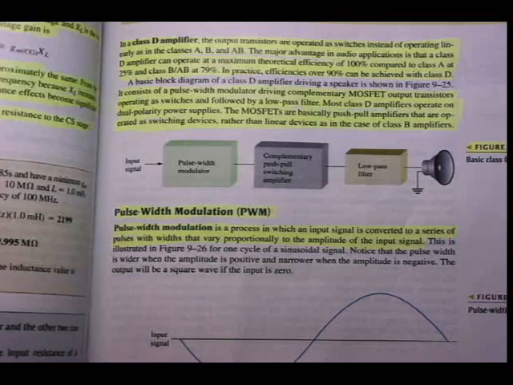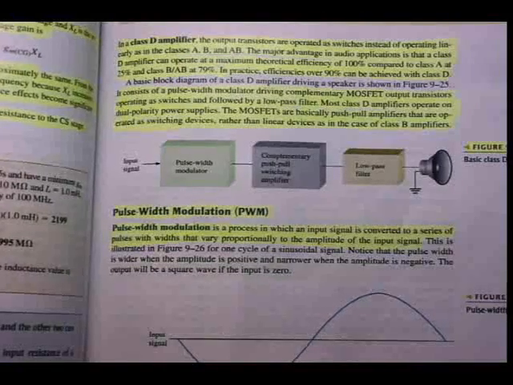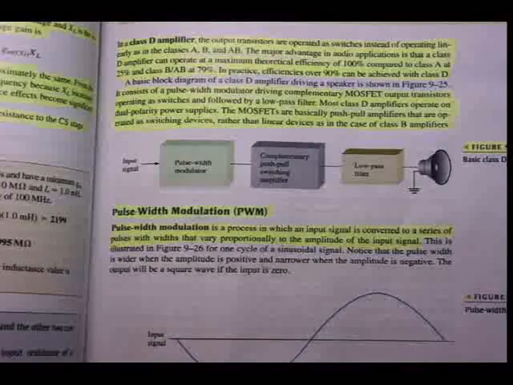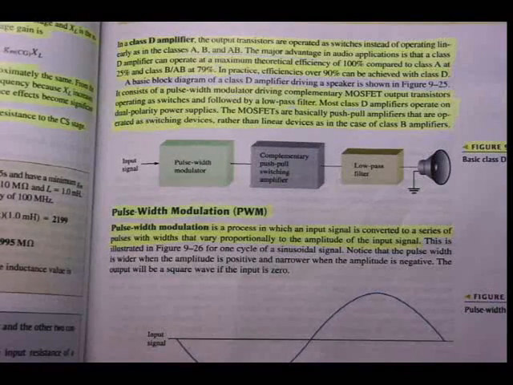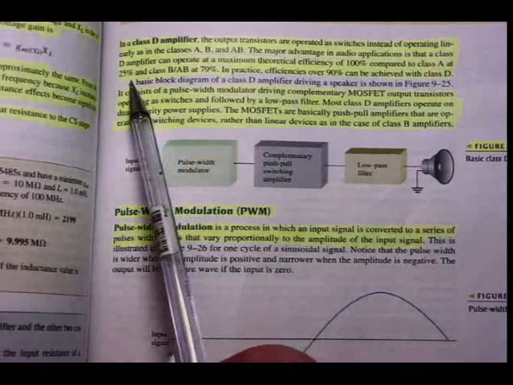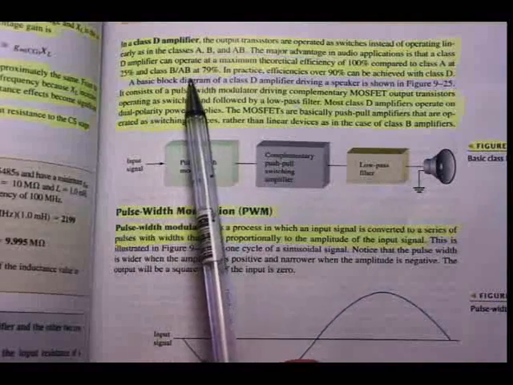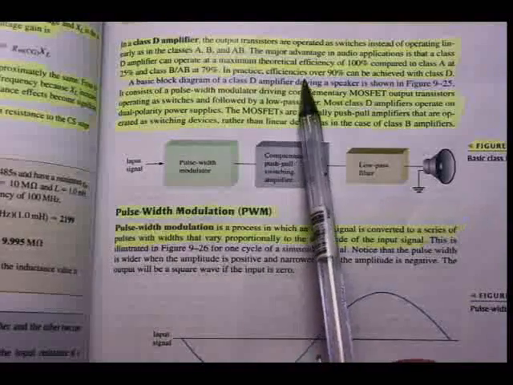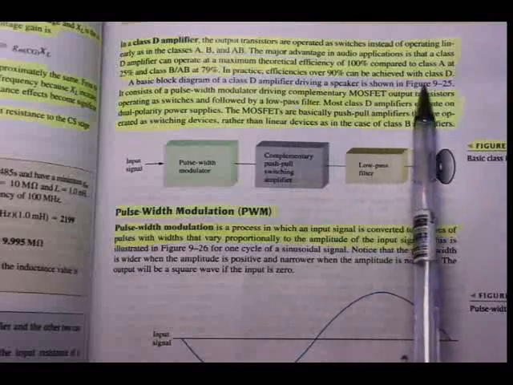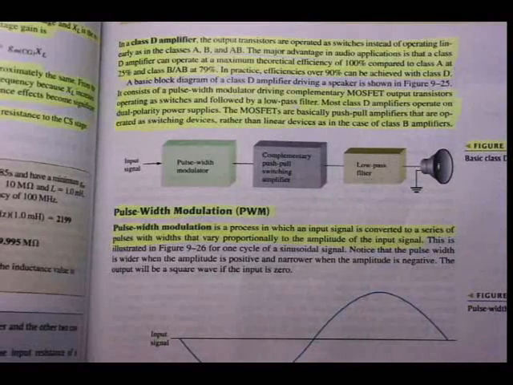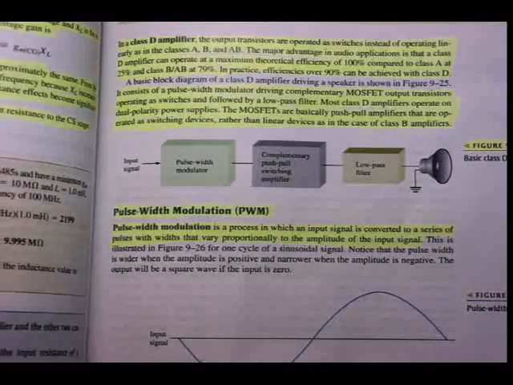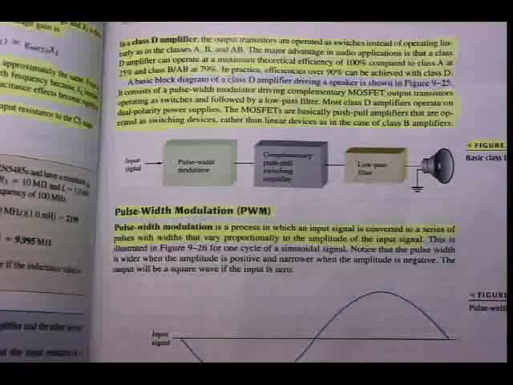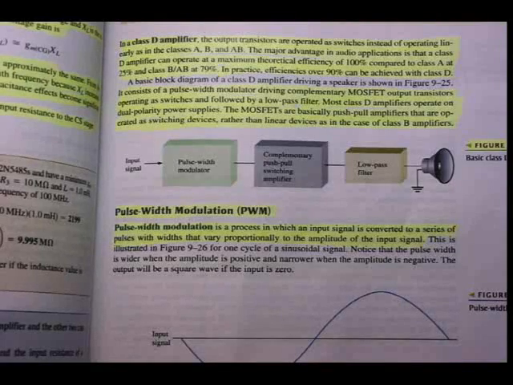The major advantage in audio applications is that a Class D amplifier can operate at the maximum theoretical efficiency of 100%, compared to a Class A, which was 25%, if you can recall, and a Class B or AB at 79%. In practice, efficiencies over 90% can be achieved with the Class D. Of course, theoretically, 100%. But nothing works 100%, so there are some losses and so forth, but it is very high. It's above 90%.